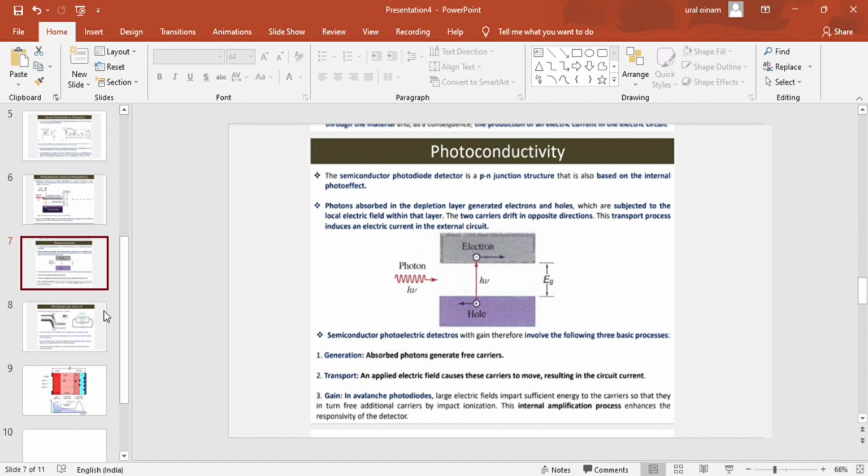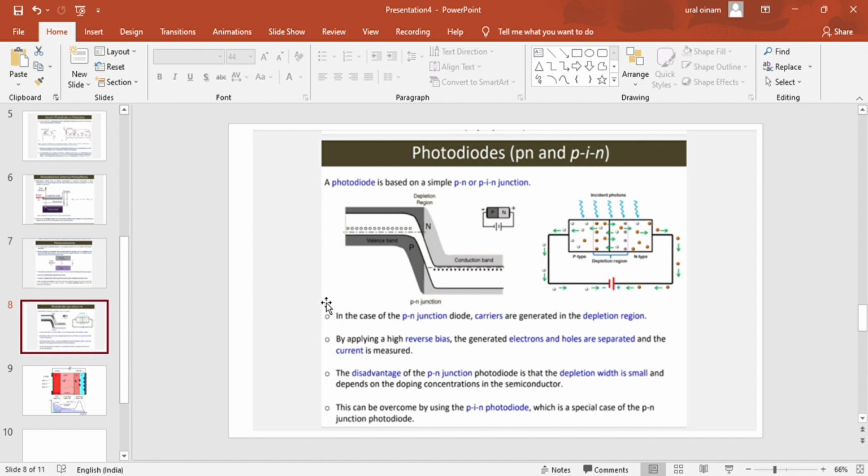And then we have the photodiodes. In photodiodes, we have two types: the PN photodiode or the PIN photodiode. For the PN, there is the p type and the n type, sandwiched together. For the PIN, it is the p type and an intrinsic semiconductor in between the p type and the n type, sandwiched together. So let's talk about the PN photodiode.